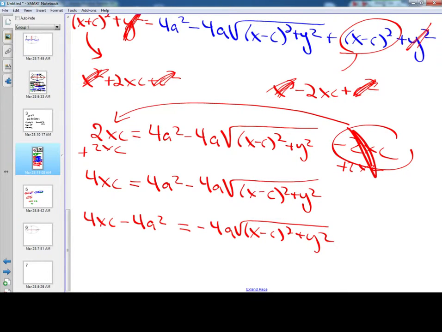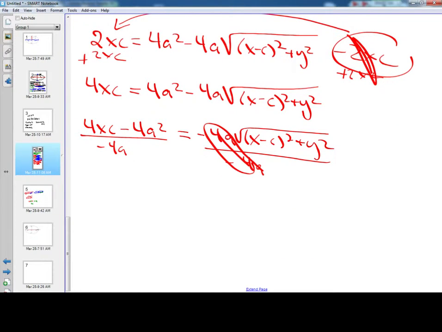Why did you move it? Because I need to isolate the radical so I can square it. That's how I get rid of radicals. Before I can square it, I want to get rid of that negative 4a. So divide this by negative 4a, using my division property of equality. That makes this 1, and I've met my goal of getting it by itself.